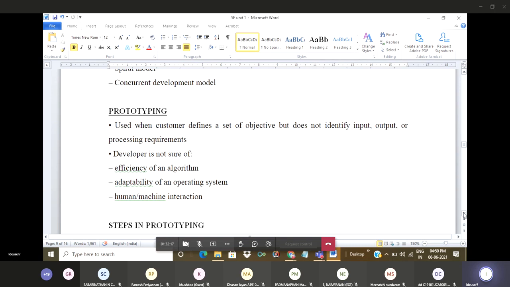Before we develop any project, the developer is not sure about the following. The developer doesn't know what kind of algorithm he is going to implement to develop the project, and the adaptability of an operating system.